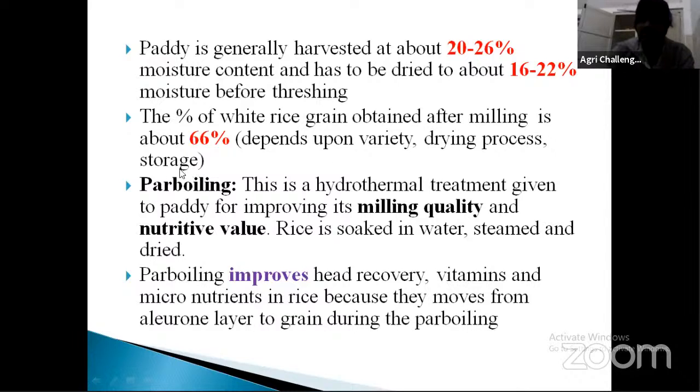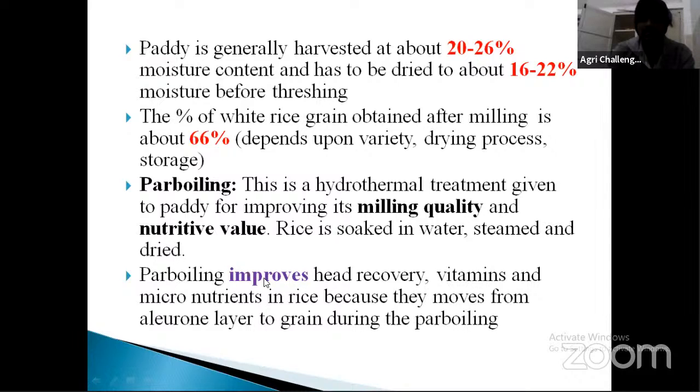And the next operation is parboiling. This is a hydrothermal treatment given to paddy for improving its milling quality and nutritive value. This parboiling is highly beneficial for the rice crop. First, in this process, rice is soaked in water. After that, it is steamed at high temperatures, and after steaming, it is dried to room temperature.